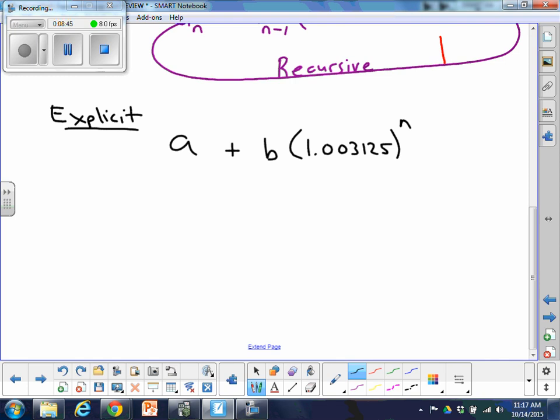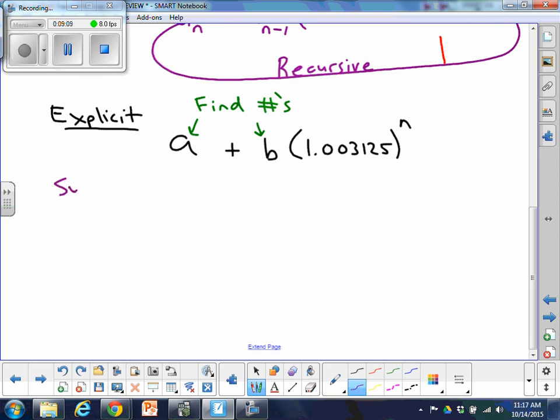Okay, so we need to find A and B. They're not the same A and B as a general exponential. A is not the initial value, and B is not the growth factor. They just use A and B. They're just real numbers. Since there are 2 things to find, you're going to need 2 equations. Okay, we're going to use a system of equations to do this.